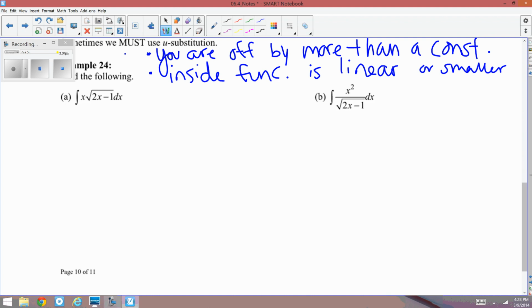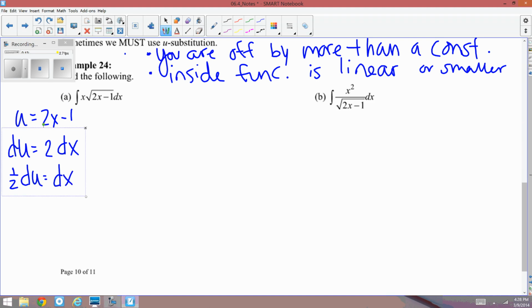Alright, so we're going to let u equal 2x minus 1. That means that du would equal 2 dx, or 1/2 du would equal dx. Now here we still have that darn x there, so we have to change something. All right, I want to solve this for x now. All right, so u plus 1 equals 2x, or 1/2 times u plus 1 equals x. Now I have all of these pieces.